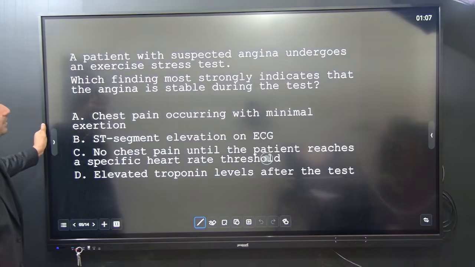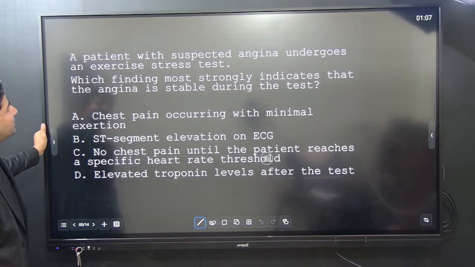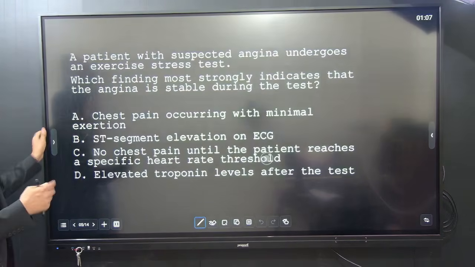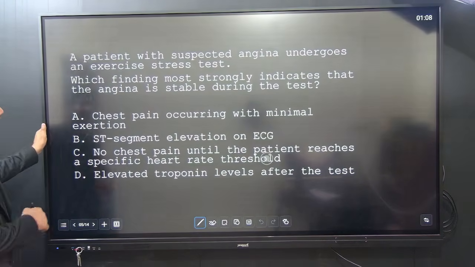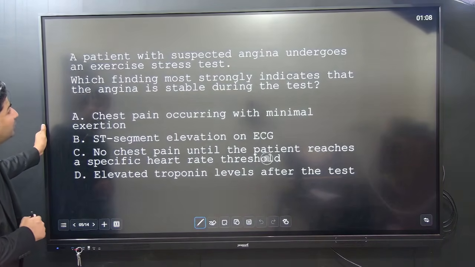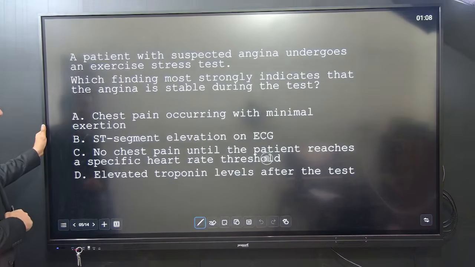A patient with suspected angina pectoris undergoes an exercise stress test. An exercise stress test means the patient is currently running on a treadmill. Which finding most strongly indicates that the angina pectoris is stable during the test? This means, during the test, which of these options indicates that the patient's condition is stable?